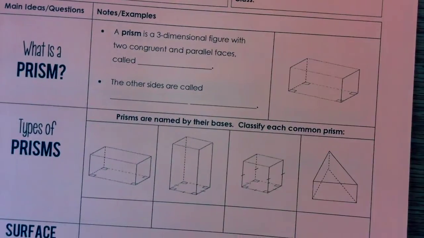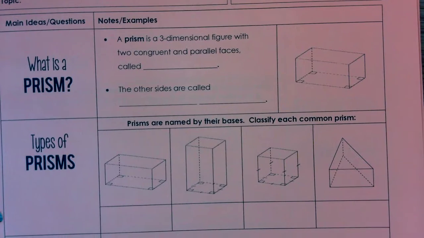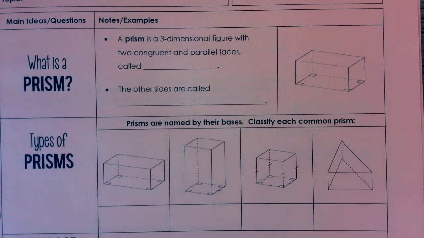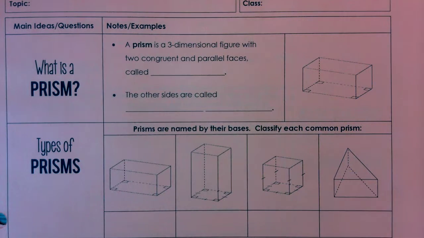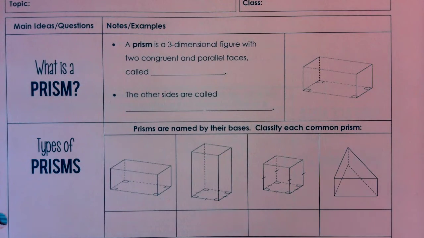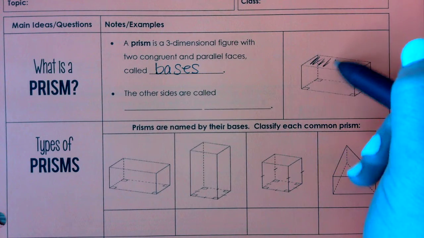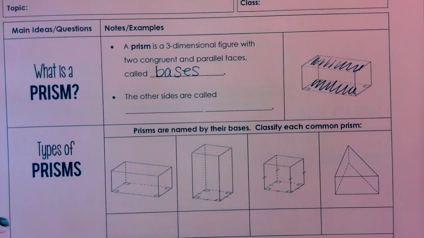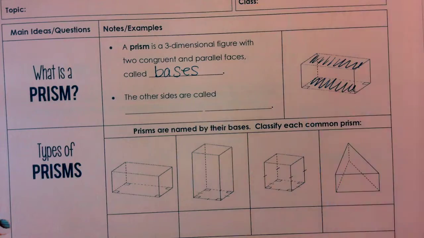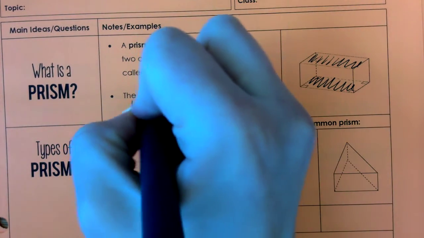Okay, so on here, we're gonna flip to this, what is a prism now, okay? So we just talked about triangular prisms, now we're gonna talk about what is a prism. So a prism is a 3D figure, three-dimensional figure with two congruent and parallel faces. This is called the bases. So the parallel faces, so this side here and this side here are my bases. The other sides are called my lateral faces.